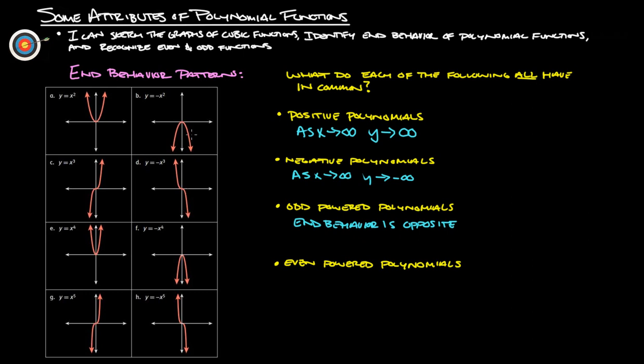And then on the even-powered polynomials, x squared, negative x squared, x to the fourth, negative x to the fourth, you'll notice these here are going towards positive infinity on both sides, and these are going towards negative infinity on both sides. So end behavior is the same. Goodness sakes, that handwriting is terrible. Let me fix that. That at least looks a little better.